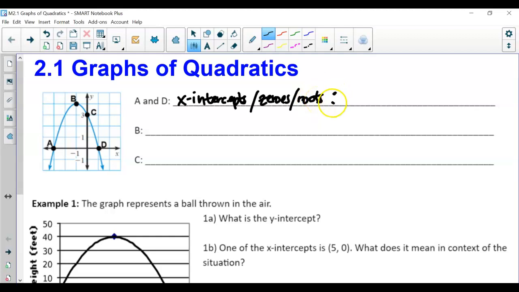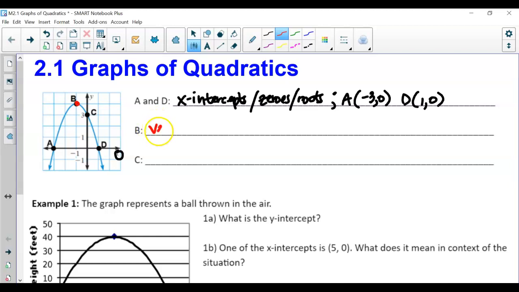roots. And so just to practice identifying, point A is at -3, 0, and point D, the other x-intercept, because it's crossing the x-axis, is at 1, 0. Then looking at point B, notice how this is the very top. So with our parabola, so this is our quadratic, the U shape, with our parabola, notice how point B is the highest point that this graph reaches.